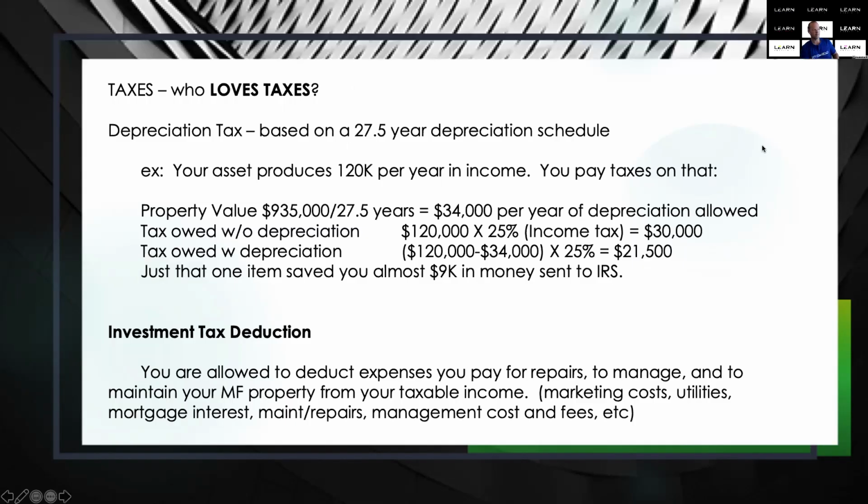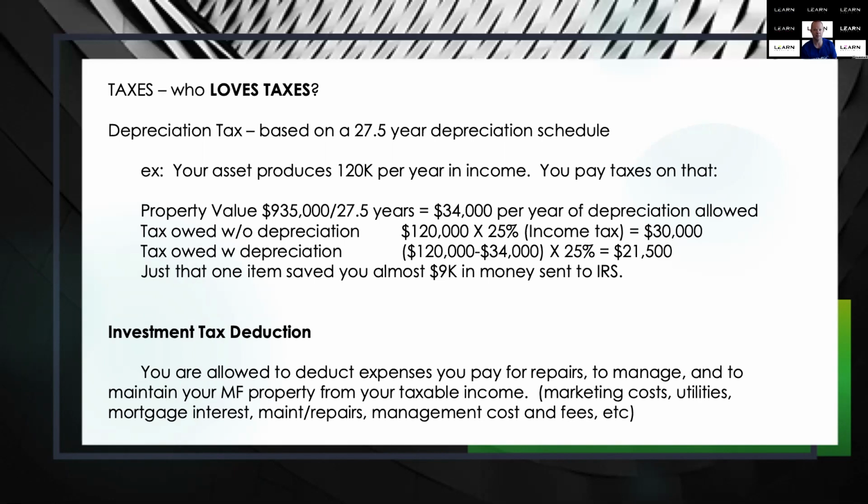All right, taxes. Who loves taxes? Everybody, right? All right, so depreciation tax. Taxes do play a big role in the investment side of things. We're going to talk about a few of the wins here. But based on a 27.5-year depreciation schedule, all right, so your asset produces $120,000 per year in income, right? You pay taxes on that. So just for this example, your property value is $935,000 divided by 27.5 years for your straight line depreciation. That's $34,000 per year of depreciation allowed.